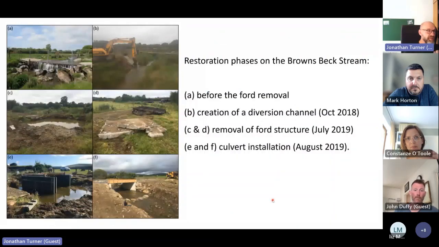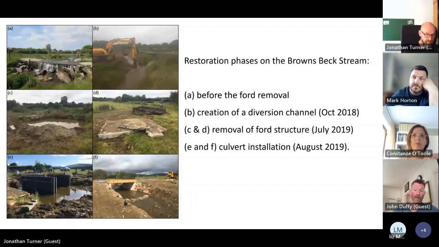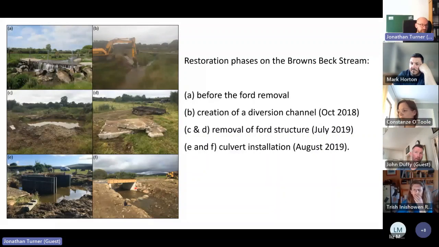Just in terms of the barrier removal, to say how it was done: work was done by Inland Fisheries Ireland. They blocked the Brownsbeck Brook just upstream of the barrier, and then they put in a bypass channel so that the water could flow around the structure. It's a fairly large structure, about 1.5 meters high and about 10 meters wide. They then removed the original ford crossing. They installed a box culvert, but the bottom half is buried, and so it effectively acts as a single span bridge. Once the structure was in place, they backfilled the bypass channel and allowed water to pass under the barrier. So we monitored before. We didn't monitor during the works, and then we monitored when the works were completed.